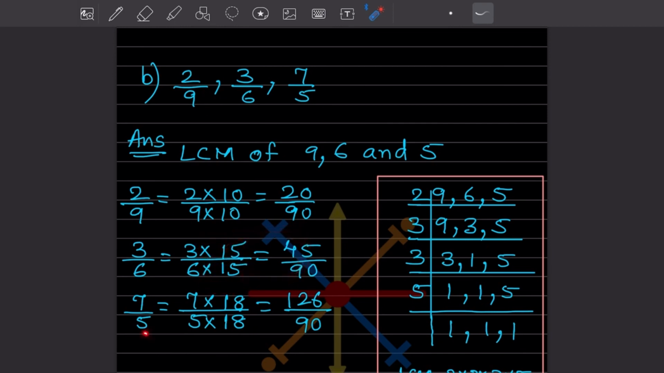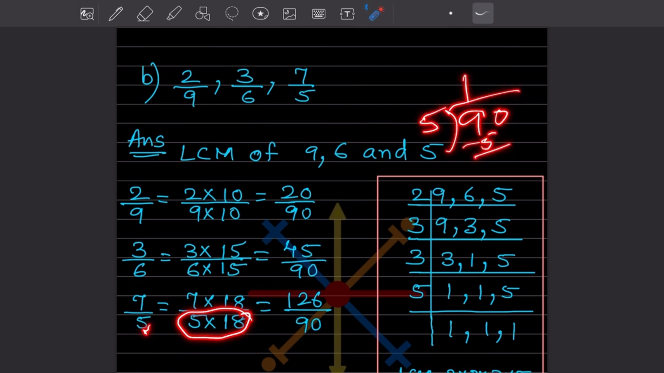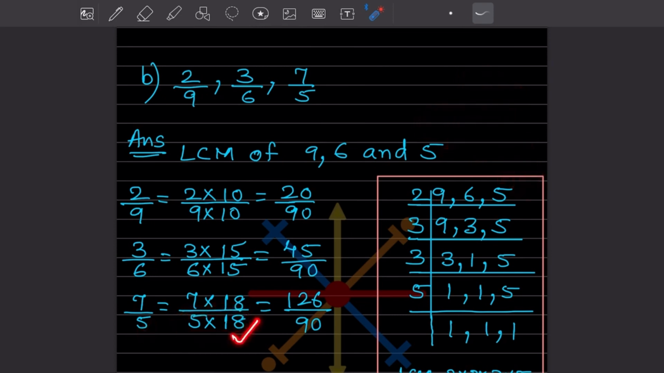Here again, the same. 5 means you have to make it 90. So 90 divided by 5. 5 ones are 5. Sorry, this is for 40. So 5 eights are 40. So this is 18, so you have to multiply this by 18. Now again the same. When you multiply this, you get 126. When you multiply this, you get 90.